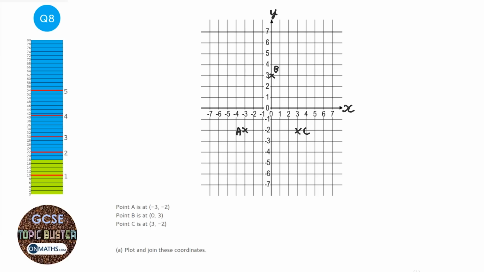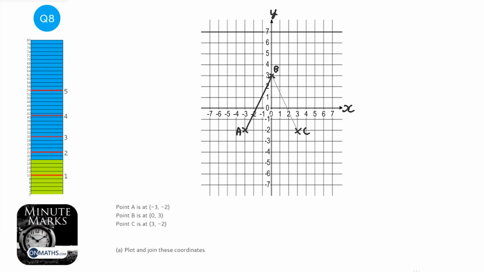So that's point C, and it says plot and join these coordinates. So I'm just going to get my ruler and plot and join them. Well, we've plotted them, so we're just going to join them. And there we go, makes a nice little shape there.